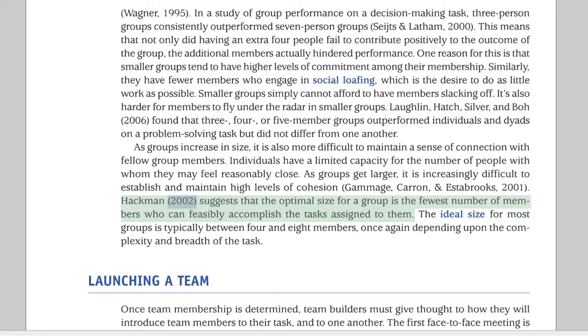Hackman, 2002, suggests that the optimal size for a group is the fewest number of members who can feasibly accomplish the tasks assigned to them. The ideal size for most groups is typically between 4 and 8 members, once again depending upon the complexity and breadth of the task. Launching a team.